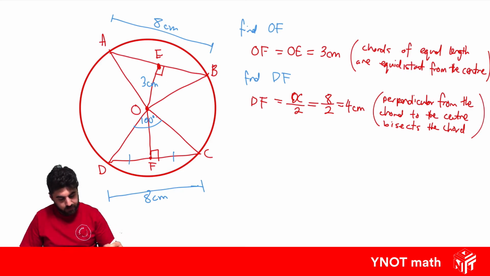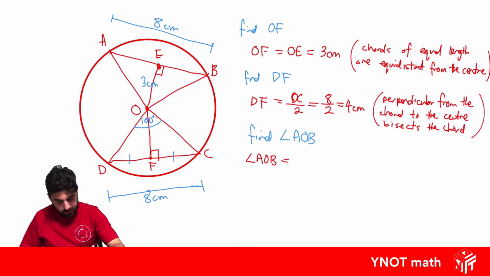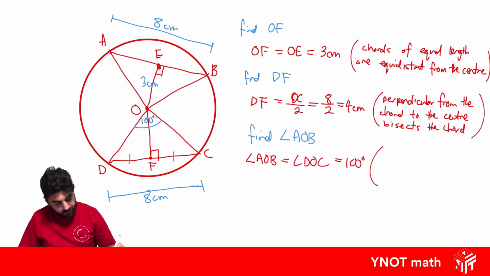Okay. Lastly, for this one, we want to find the angle AOB. Let's have a look where that is. So AOB is this one here. And we can say that angle AOB is going to equal angle DOC, this one here. And it's going to equal 100 degrees. The reason for that is that these two chords of equal length subtend equal angles at the center. So these two chords of equal length make equal angles at the center.